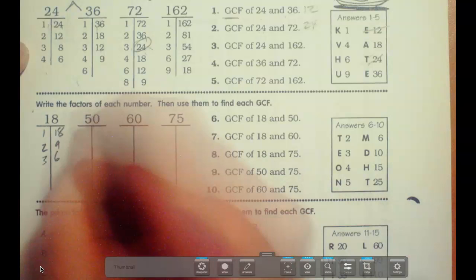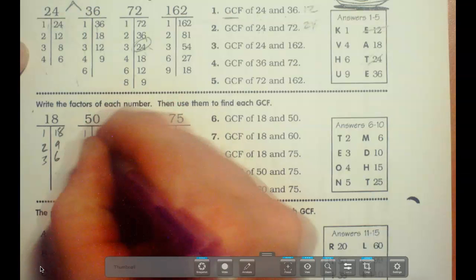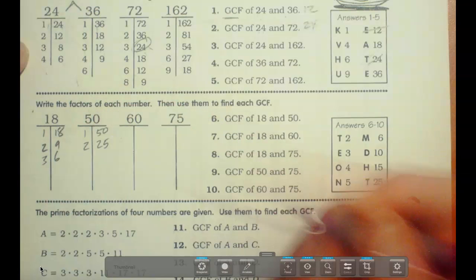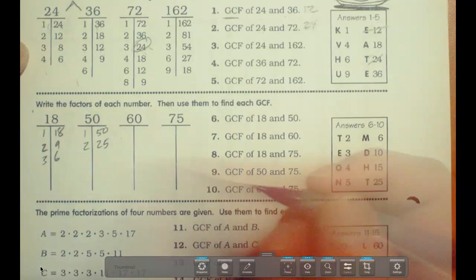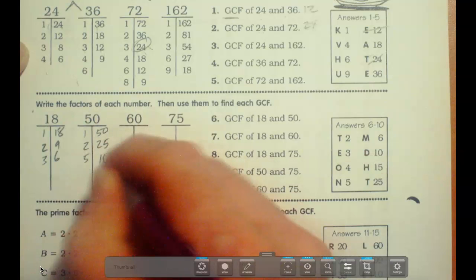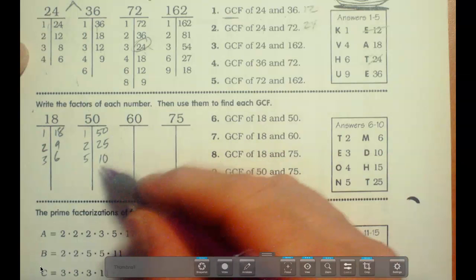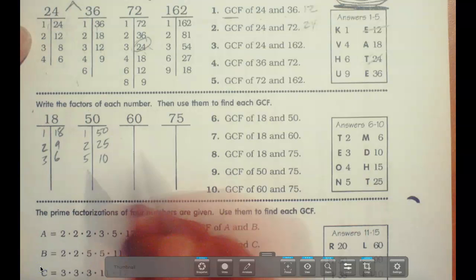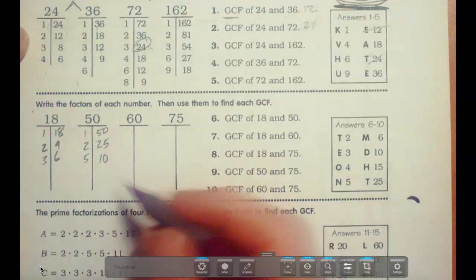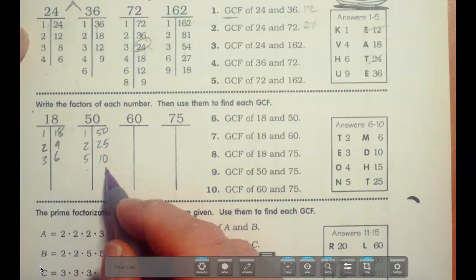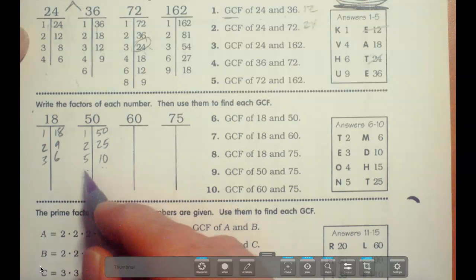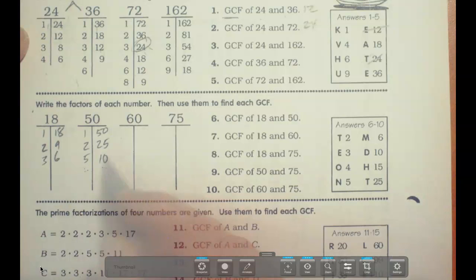50, 1 and 50. It goes in there 2 times. 25. 3 doesn't go in there. 4 doesn't go in there. 5 goes in there 10 times. 6 times 8 is 48, so that doesn't go in there. 7 doesn't go in there. 7 times 7 is 49. 8 goes in there. 8 times 7 is 56. 9 times 5 is 49. We're back to 10. So that's it.